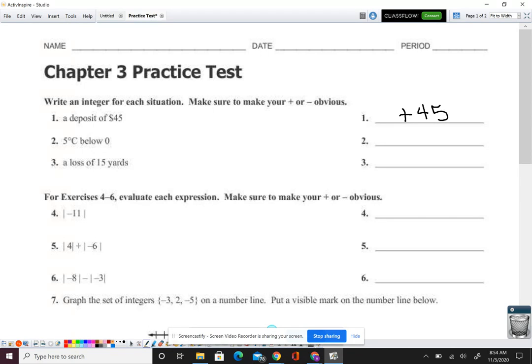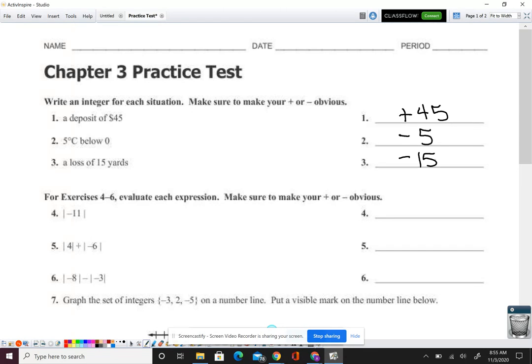Okay, so number 2, 5 degrees Celsius below 0. So 5 below is going to be the -5. I don't care about units. I'm looking for whether or not you have the positive or negative. And then a loss of 15 yards, -15. Any questions on those 3? Okay.